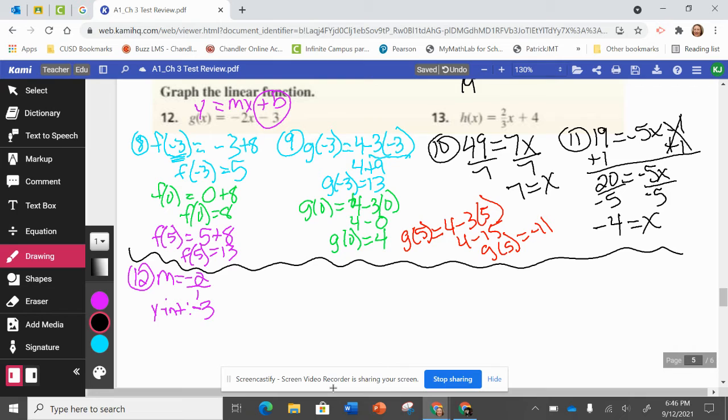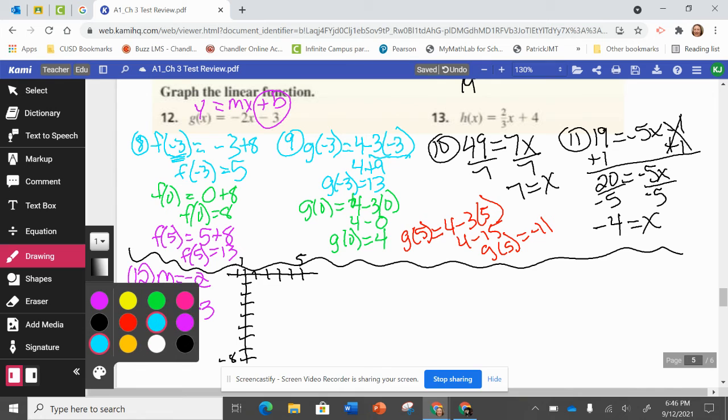So to graph that, I'm going to plot my negative 3, and then the slope is negative 2. So down 2, right 1, down 2, right 1. And there's our graph.